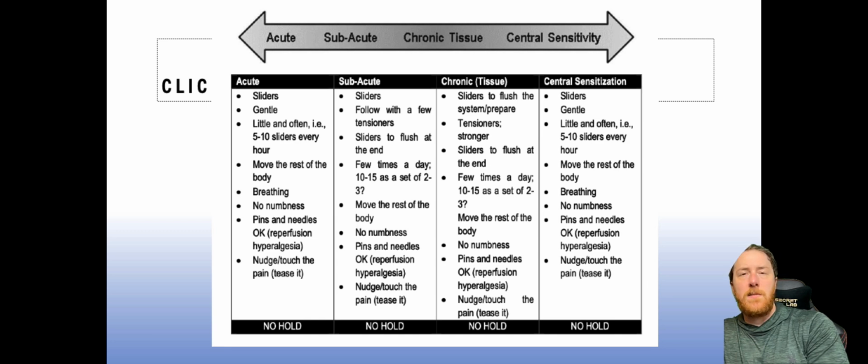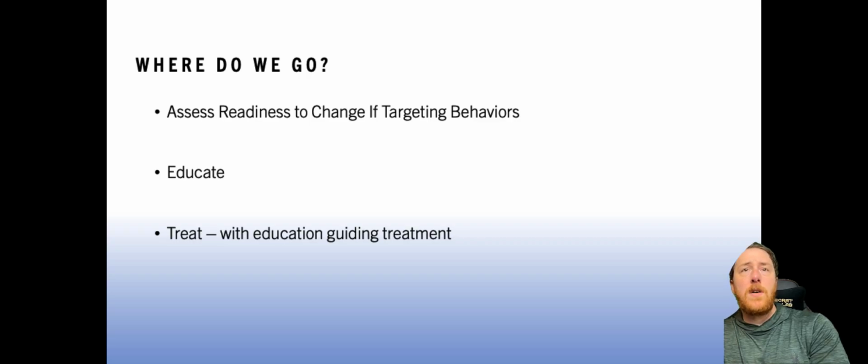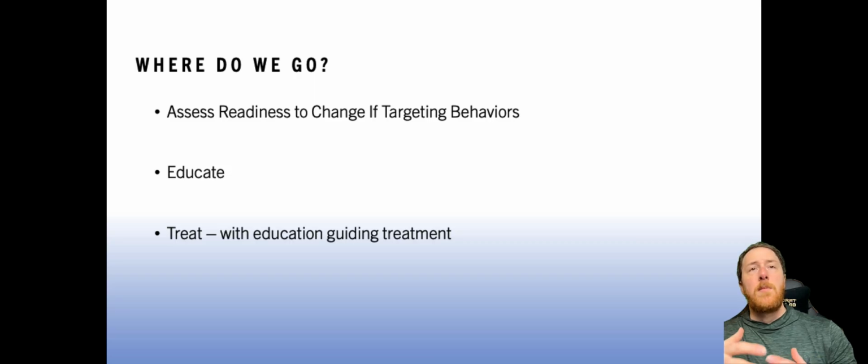Start easy and build slowly, of course. All right, so where do we go? Where do we look, etc.? Of course, you assess the readiness to change if you're targeting certain behaviors of patients. We haven't talked about that. That's going to come in the next module. But we do need to assess that readiness to change for some of those patients. We have that educate, which is what you guys really learned in the previous module, and then treat, using that education to guide our treatment.